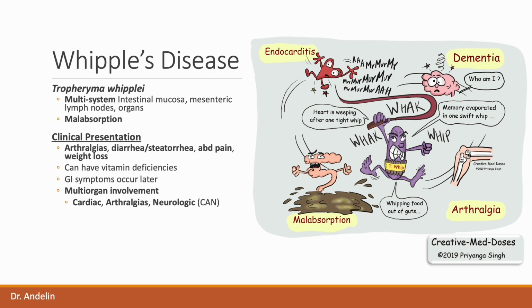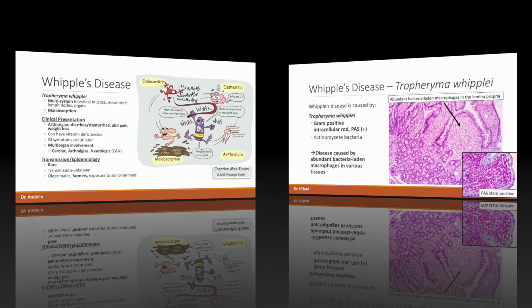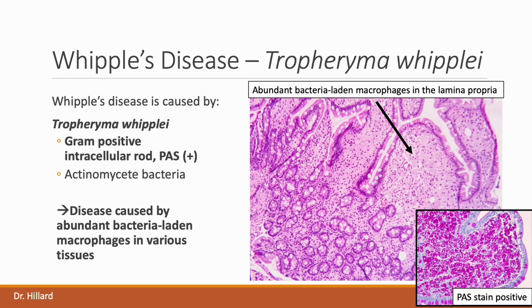As noted, it can involve multiple organs, with some of the more common ones shown in this cartoon being cardiac, arthralgias, and neurologic symptoms. You can remember the acronym CAN, C-A-N, as in whipped cream comes in a can. It's important to recognize while this disease can be very serious, it's also quite rare. It's uncertain definitively how it's transmitted. However, it does occur more commonly in older males as well as farmers and others who have exposure to soil and animals.